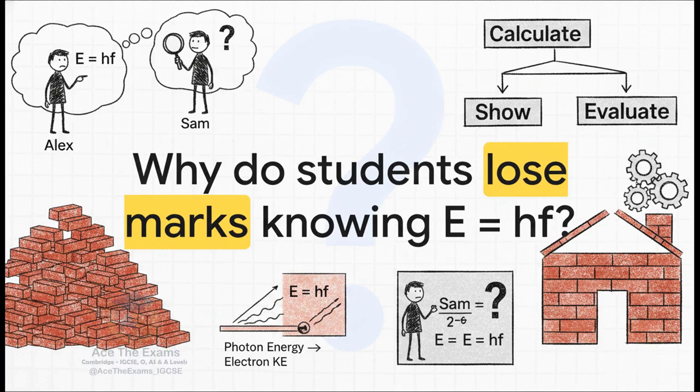When candidates face a multi-stage problem, they stumble hard because they lack a systematic reasoning process. They either act like Alex, dumping raw facts, hoping something sticks, or they act like Sam, totally ignoring whether the command word was calculate, show, or evaluate.